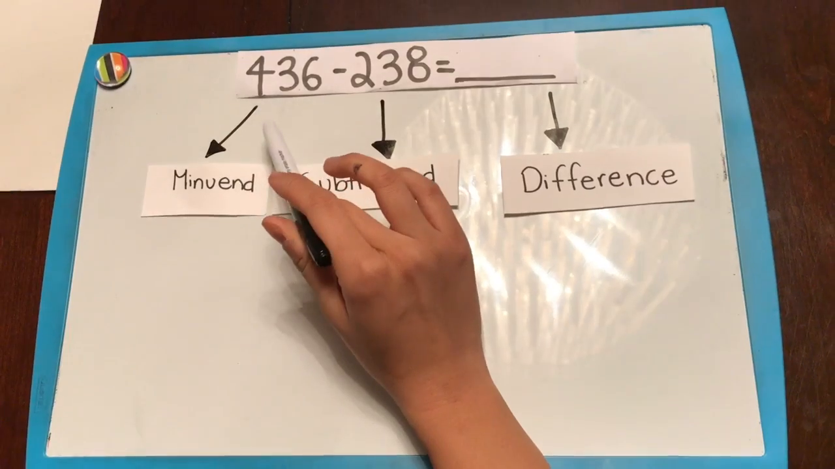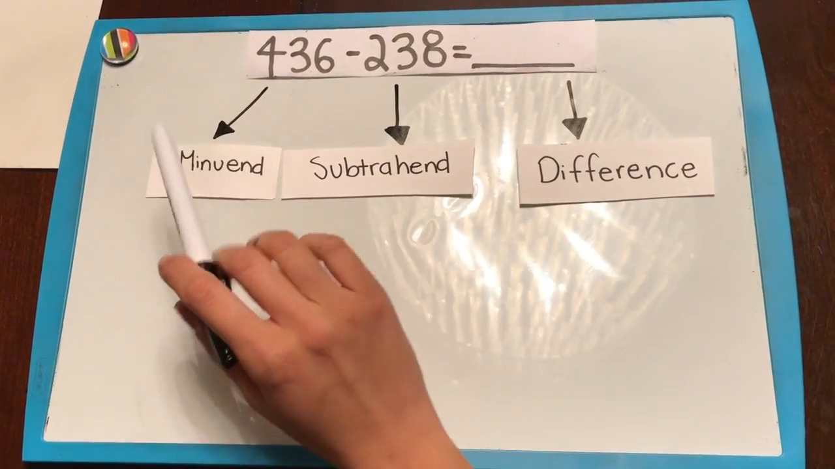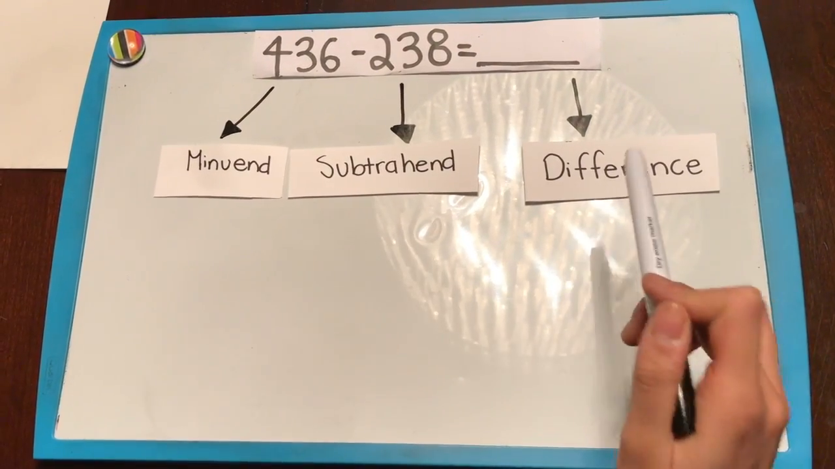My equation is 436 subtract 238. 436 is the minuend and 238 is the subtrahend, and we are computing the difference.